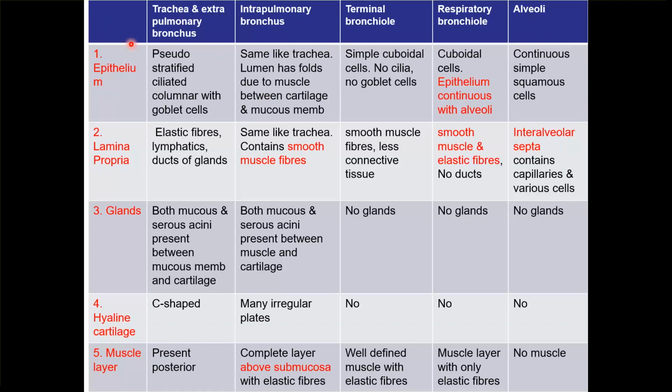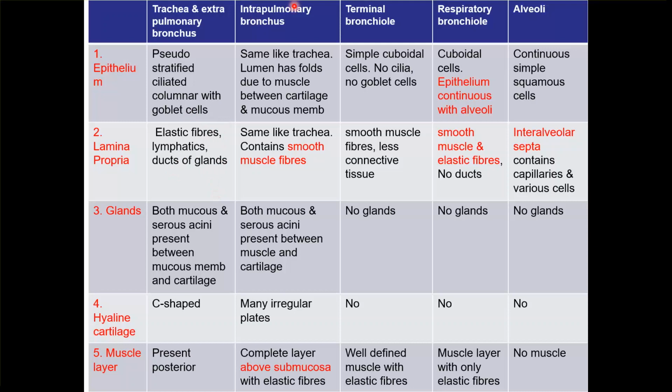So now we can see the difference between all these parts. The trachea and the extrapulmonary bronchus have the same epithelium, pseudostratified ciliated columnar epithelium with goblet cells. The lamina propria has elastic fibers, lymphatics, and ducts of the glands.